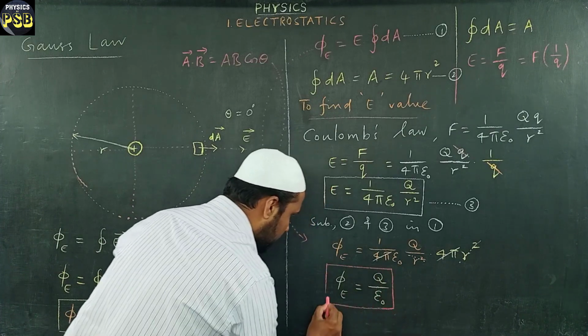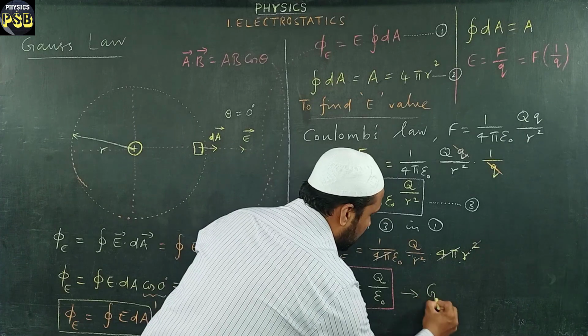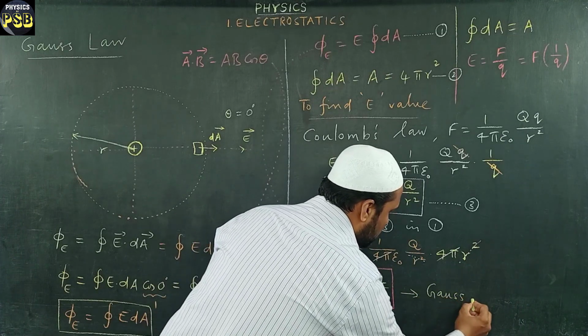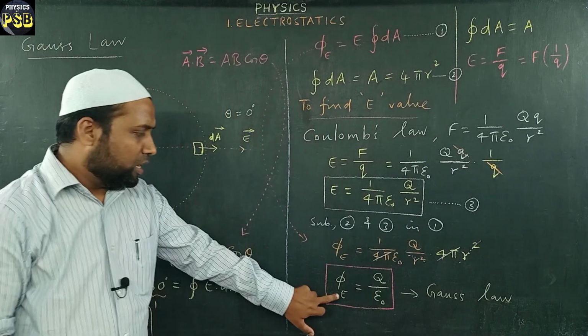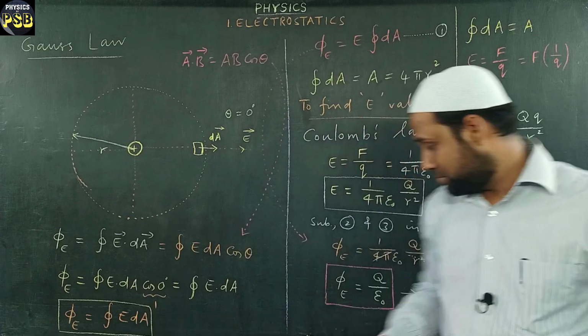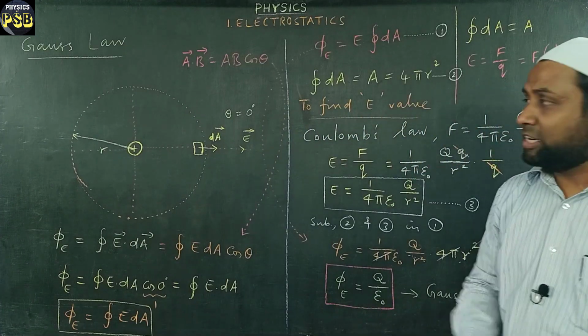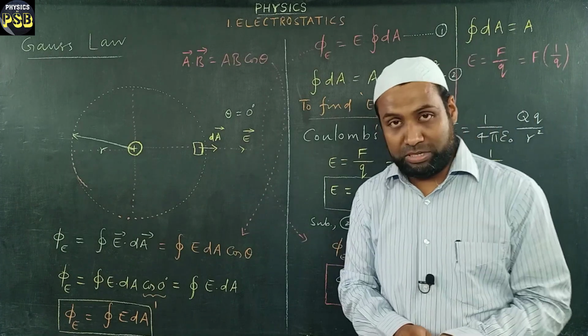This is the final equation, and it is nothing but, what is this? It is Gauss Law. Gauss Law. Now using Gauss Law, one can get the electric flux due to a charge or a charged object.